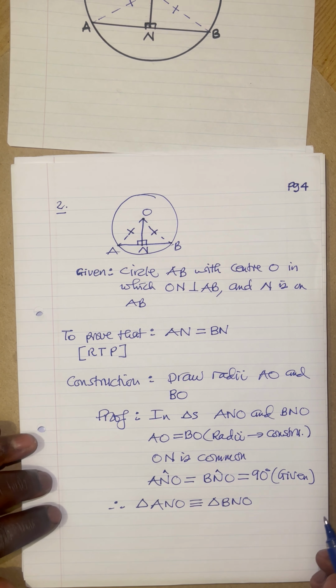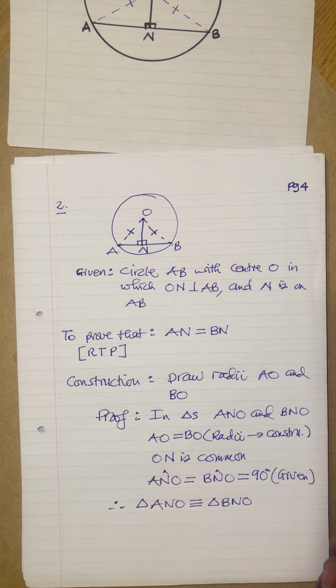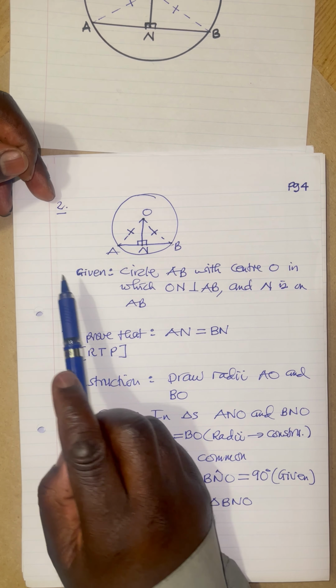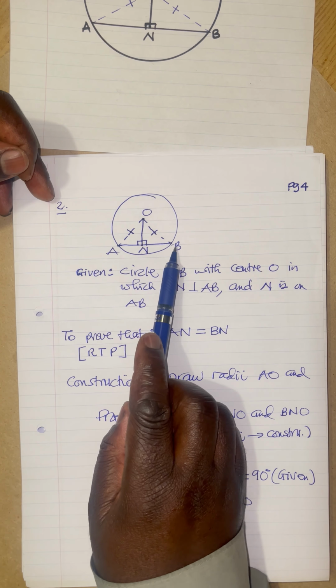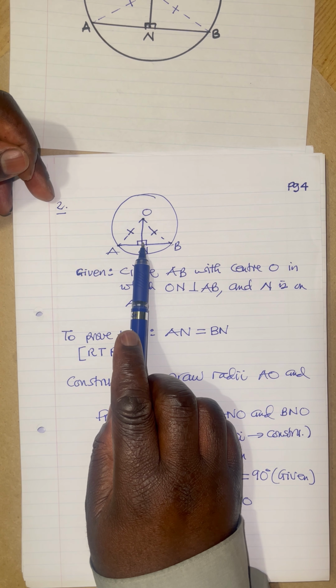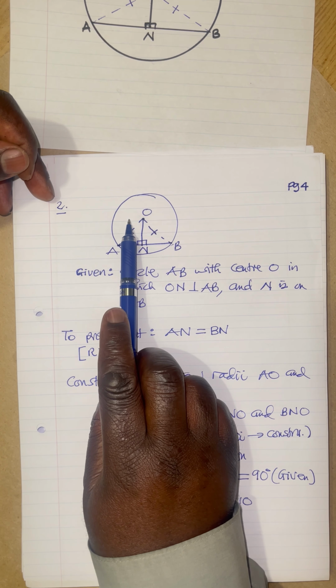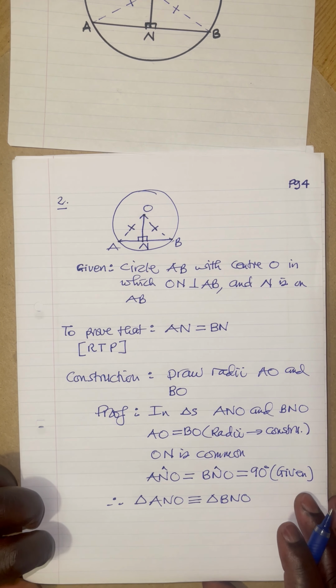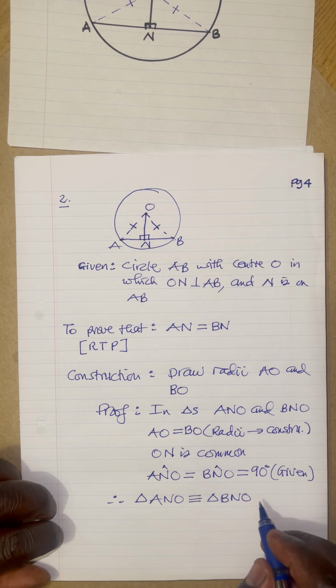Be careful how you name these congruent triangles. Notice that here I said ANO. A corresponds to B, and N, obviously the two angles are equal there, and obviously O in this triangle corresponds to O in that triangle. So we have to name congruent triangles by following equal angles like that.